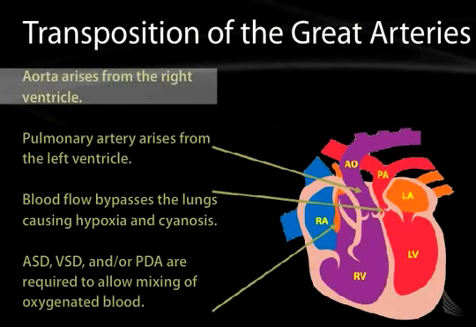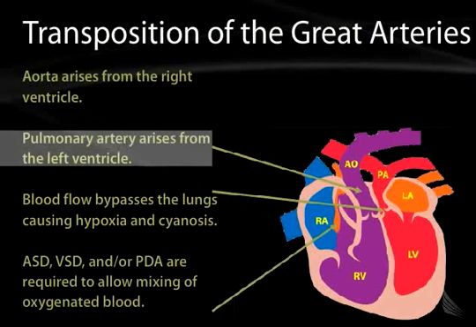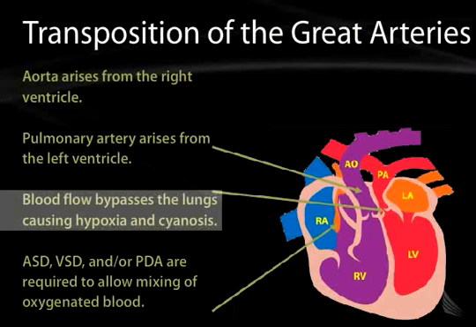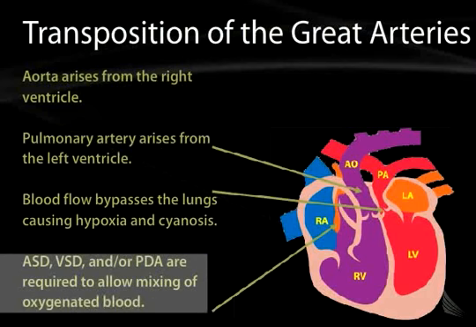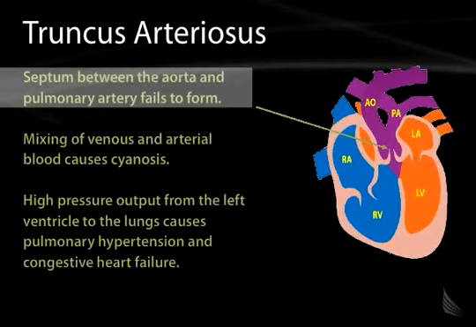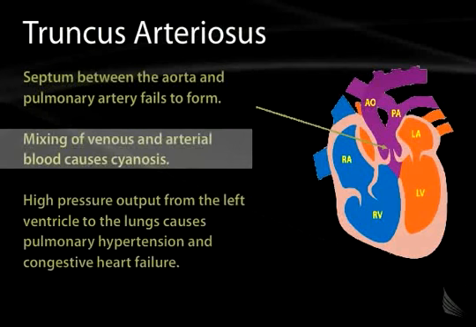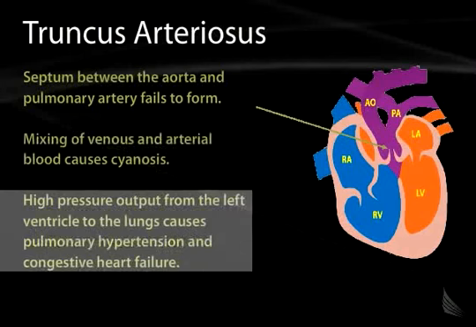Transposition of the great arteries is when the aorta arises from the right ventricle. The pulmonary artery arises from the left ventricle. Blood flow bypasses the lungs, leading to hypoxia and cyanosis. Atrial septal defects, VSDs, and/or PDAs are required to allow the mixing of oxygenated blood. In truncus arteriosus, the septum between the aorta and pulmonary artery fails to form. Mixing of venous and arterial blood causes cyanosis on physical exam. A high pressure output from the left ventricle to the lungs causes pulmonary hypertension and congestive heart failure.